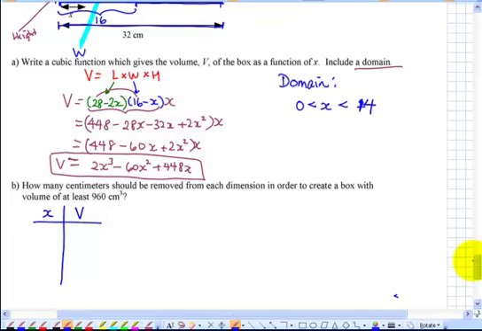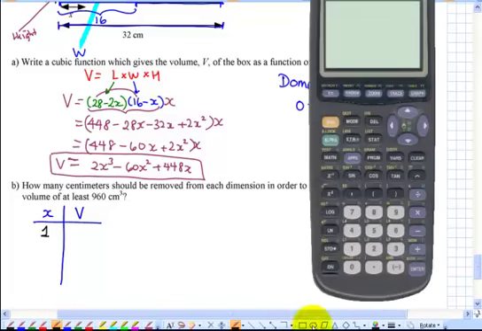Alright, so let's take a look. If I were to choose x being equal to 1, so I'm only going to cut off 1 centimeter off the edge of that piece of cardboard, what would the volume be? Well, because you have the equation for volume from part A, all you need to do is plug in 1. I'll use my calculator, and once again, be smart. 1 storing as x, then 2x cubed minus 60x squared plus 448x, and you have a volume of 390.